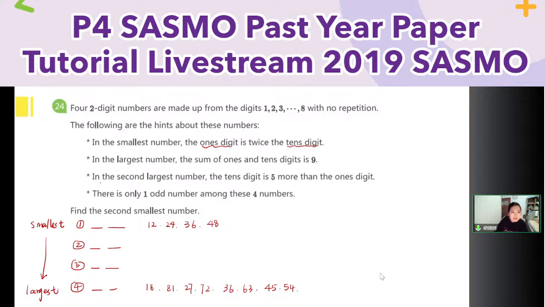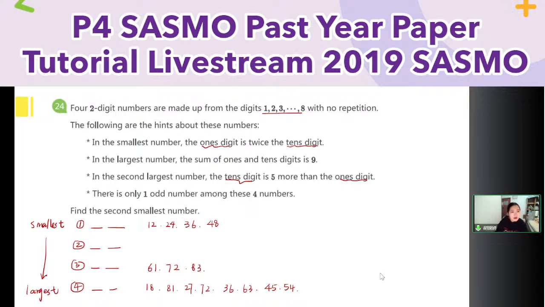And okay, the third hint is in the second largest number. The tens digit is 5 more than the ones digit. So what can it be? If the ones digit is 1, the tens digit must be 6. If the ones digit is 2, the tens digit must be 7. If the ones digit is 3, the tens digit must be 8, right? But can the ones digit be 4 and the tens digit be 9? Is it possible? No, because the number is within 1 and 8, so it cannot be 9. So this is all the condition, okay?